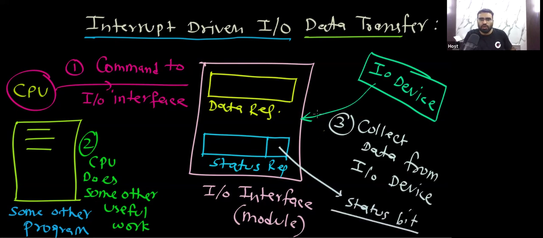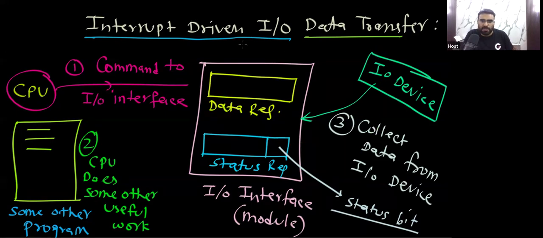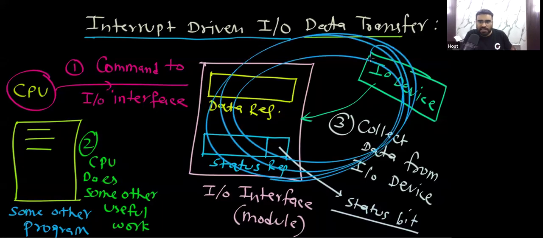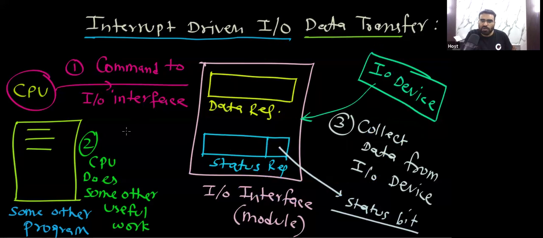Now remember, during this time, when this data is coming to the interface, what is the CPU doing? Tell me. What is the CPU doing during this time when the IO device is giving the data to the interface? The CPU is doing some other useful work. Remember, the CPU is not wasting time.